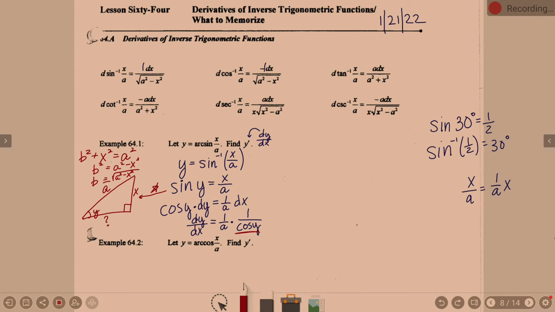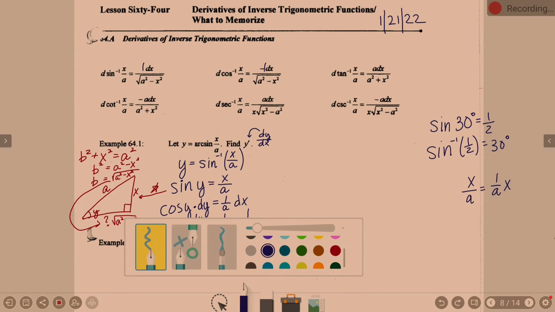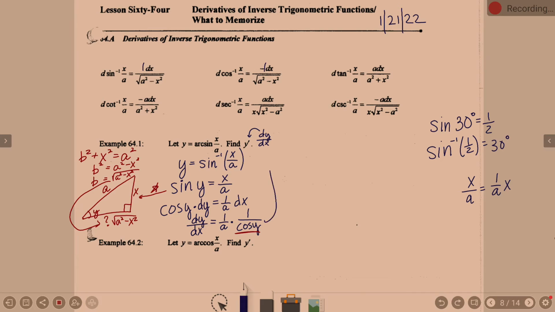And what is that, our missing side down here? That is the square root of a squared minus x squared, which again, as I said earlier, is necessary to find the cosine of y. It's all skills you know, right? I'm just trying to make you pull them all together. Okay.